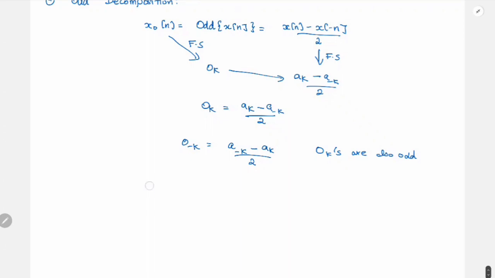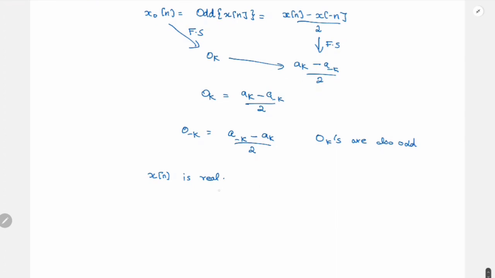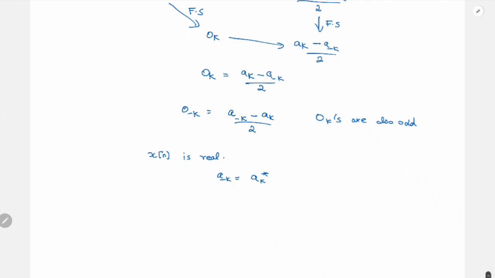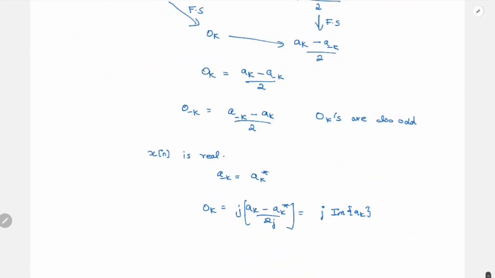right? And if x of n is real, then what do we have? a_minus k equal to a_k conjugate, right? Then your o_k becomes a_k minus a_k conjugate by 2, which, divided by 2j, will give me the imaginary part, correct? So it will be j times the imaginary part of a_k. So these are the symmetry properties of Fourier series.